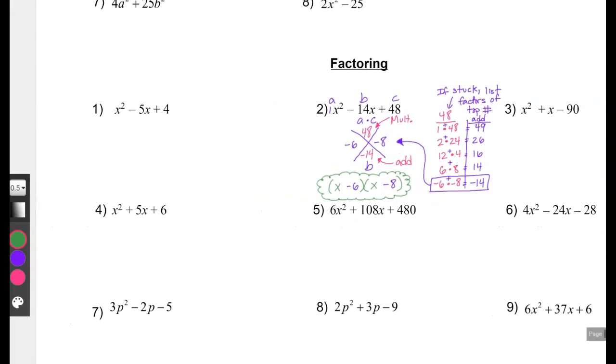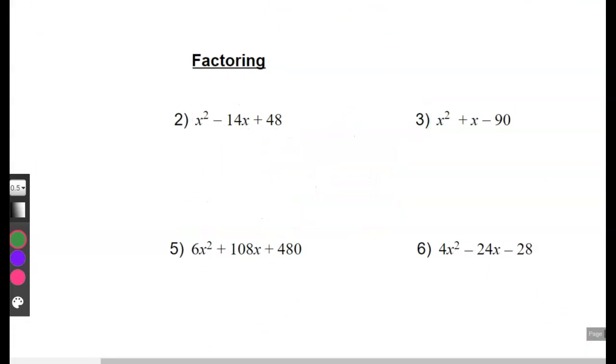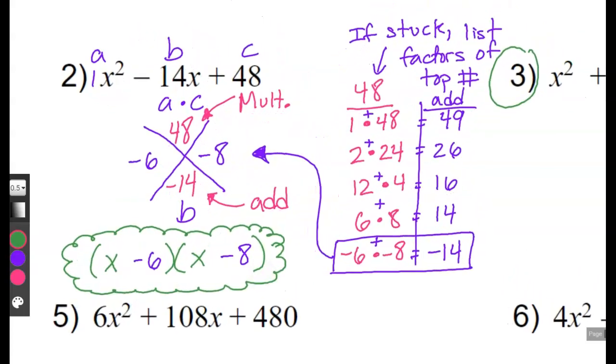All right. For homework, you guys have 1, 3, and 4 of the factoring section.